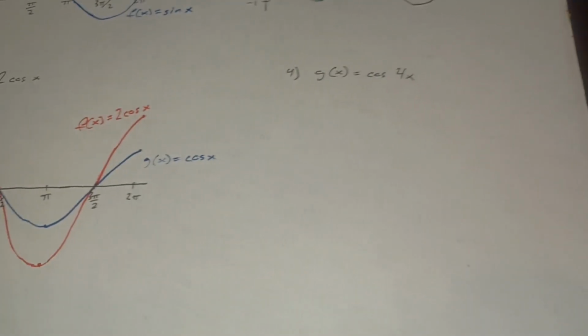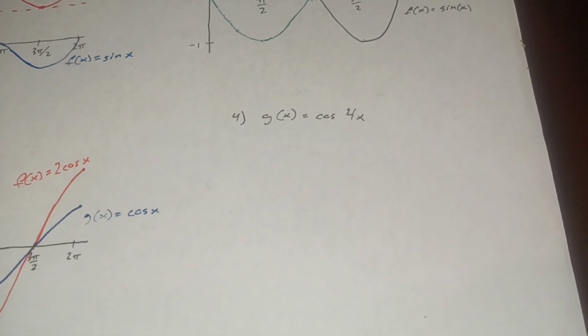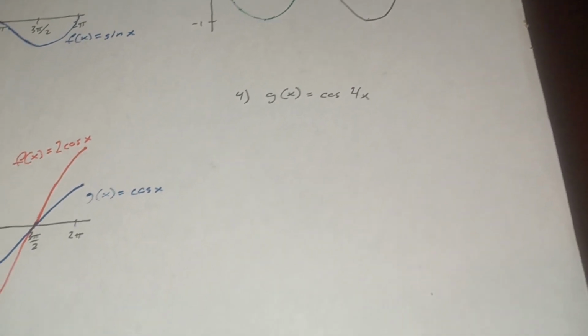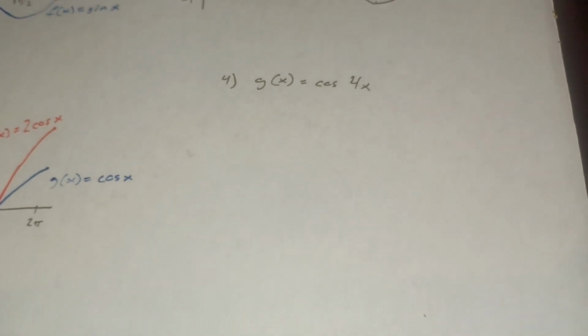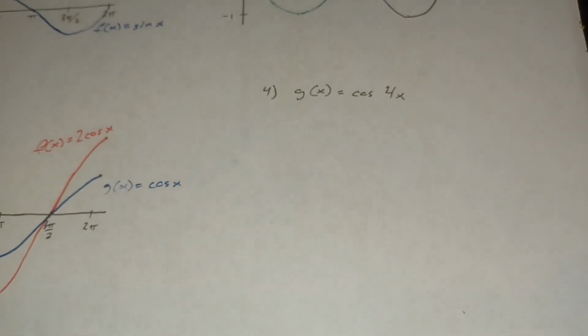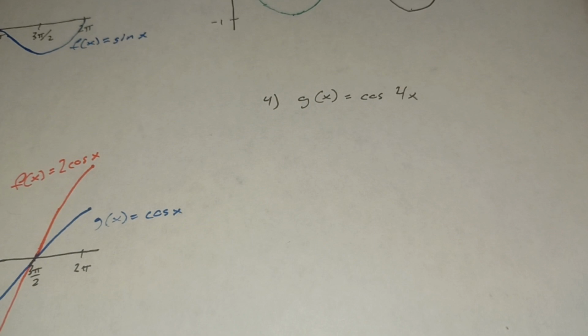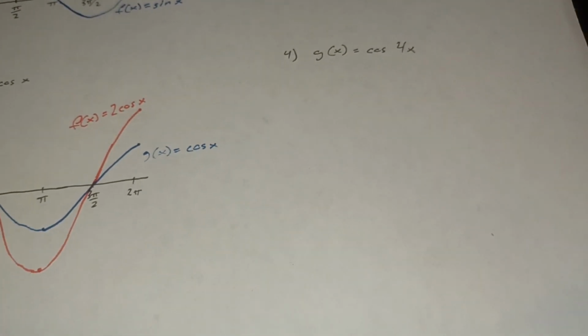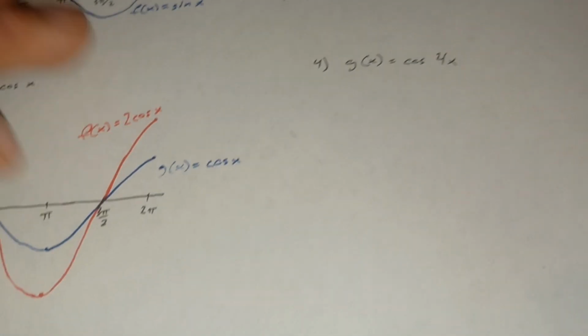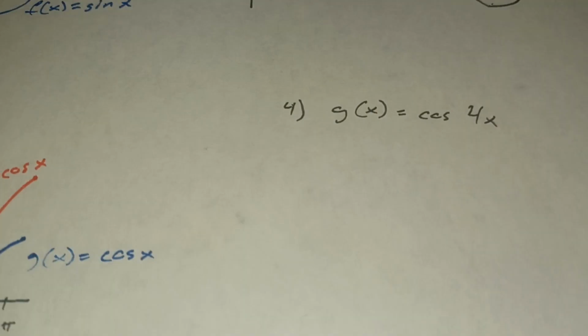Now let's go on to number 4, which states g of x equals cosine of 4x. This one's a little bit different from the rest. On this one, we're going to have to find the amplitude, and we're going to have to find its period before we can even graph it. So let's go ahead and find the amplitude.